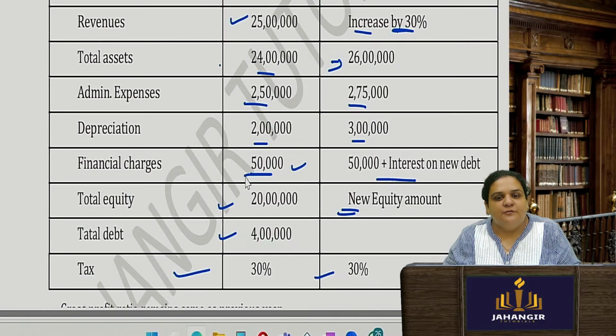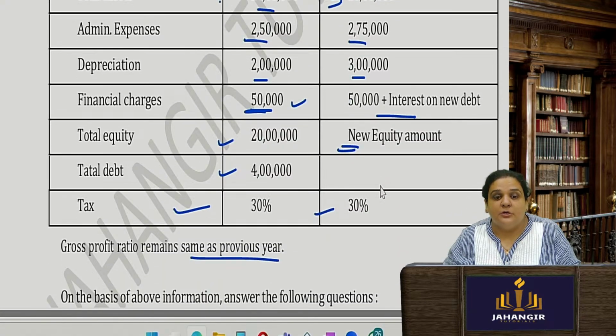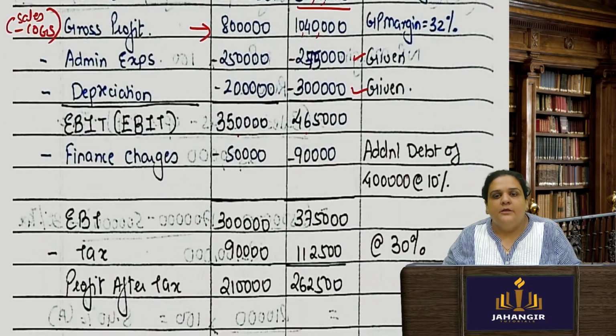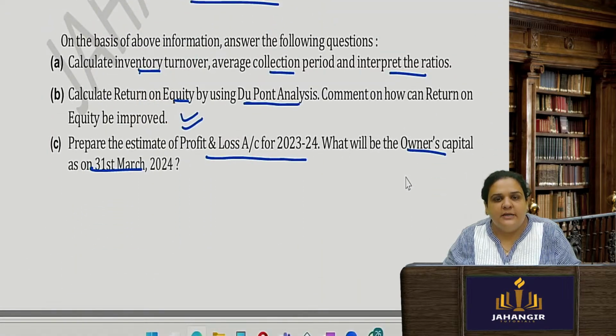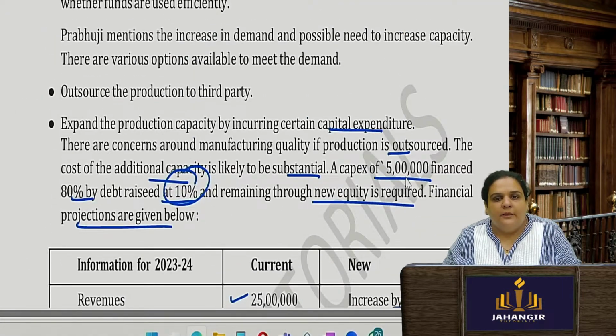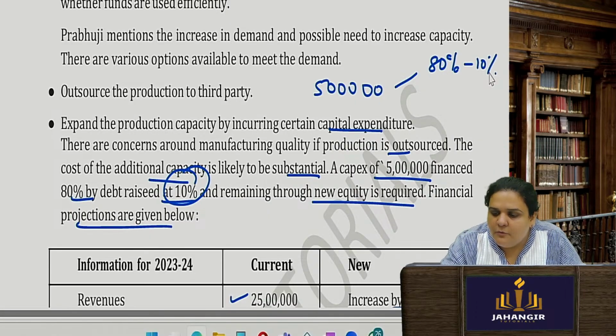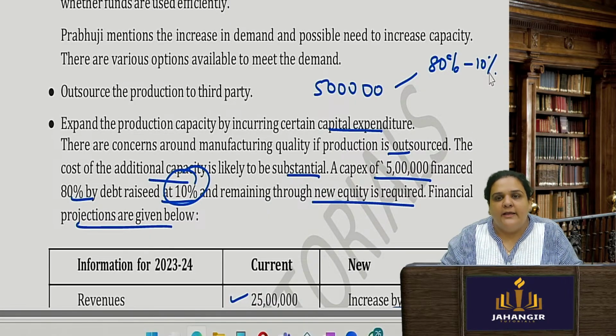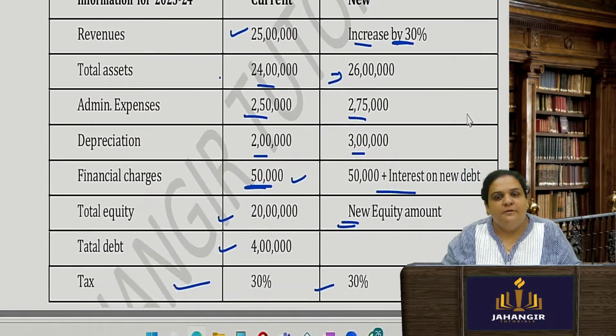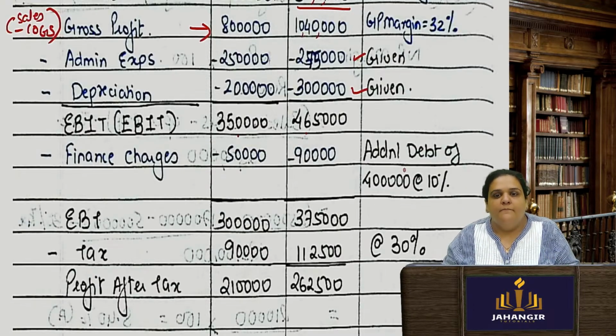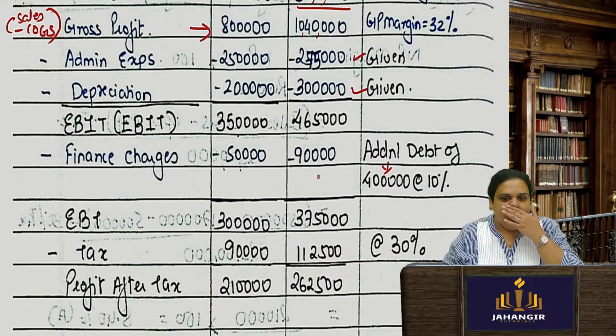Financial charges was 50, and now it will be 50 plus interest on new debt. So how much is my new debt? They are saying capex of 5 lakhs, that will be 80% debt with a 10% interest rate. So 5 lakhs into 80% is 4 lakhs. On 4 lakhs, if 10% is my interest, that is 40,000. So now my new interest will be 50 plus that 40, that is 90,000 here.